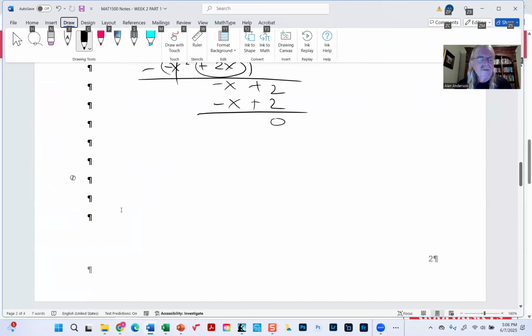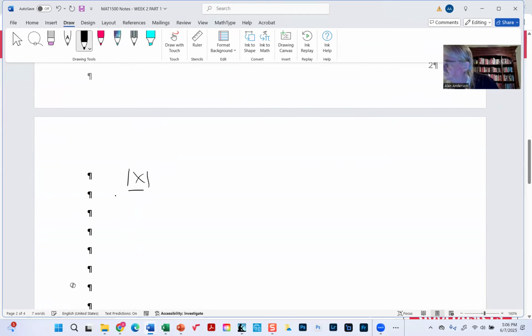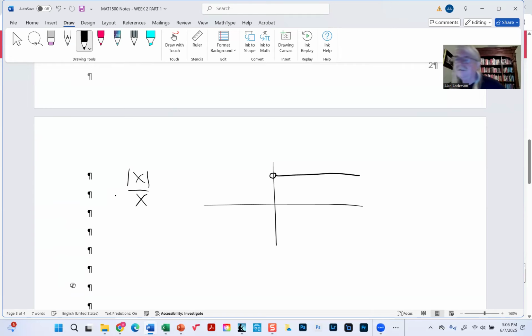Let me put it in here somewhere. And of course, that's because it's the absolute value. When x is positive, this is just one. But when we get to the axis, the vertical axis, we have division by zero. So on the right-hand side, as x approaches zero from the right, we have this behavior. But down here, we're reaching towards -1.